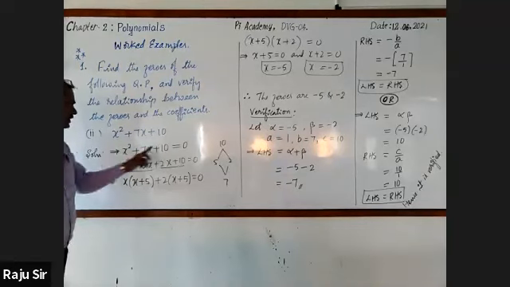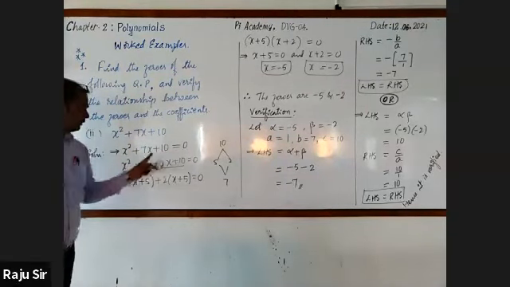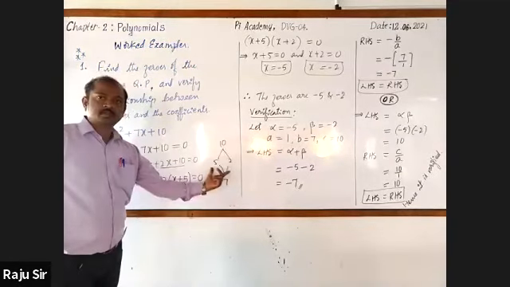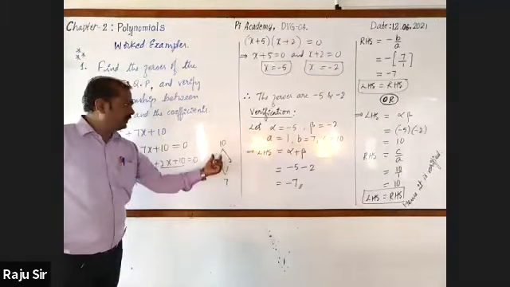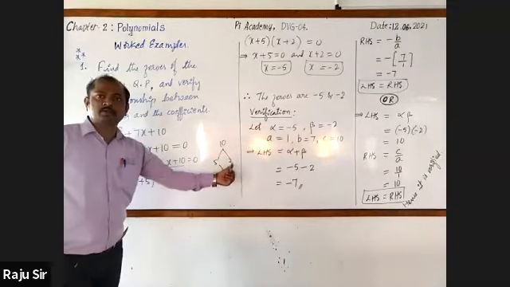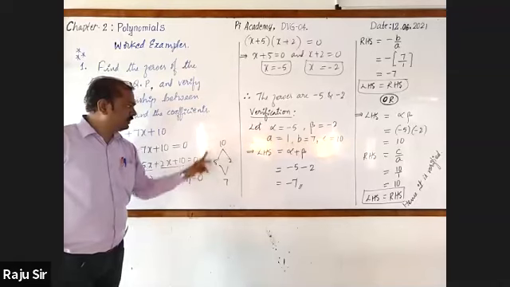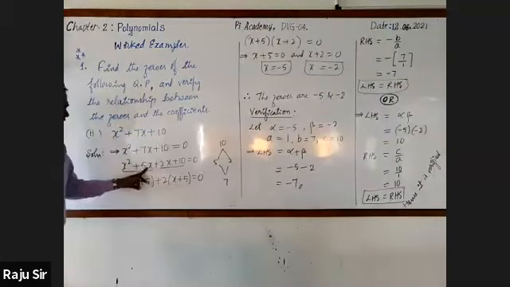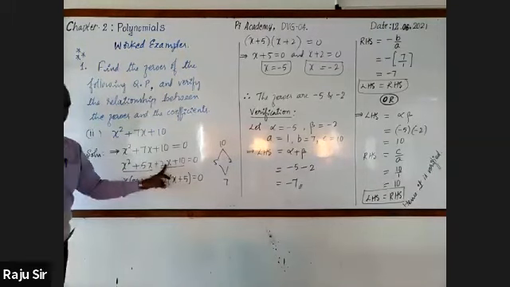Multiply the first and last term, you'll get 10. The middle term is 7. Find the factors of 10 such that when you multiply, you get 10, and when you add, you get 7. Okay, 5 and 2 are the factors. 5 twos are 10, 5 plus 2 is 7. So in place of 7x, we have written 5x plus 2x.